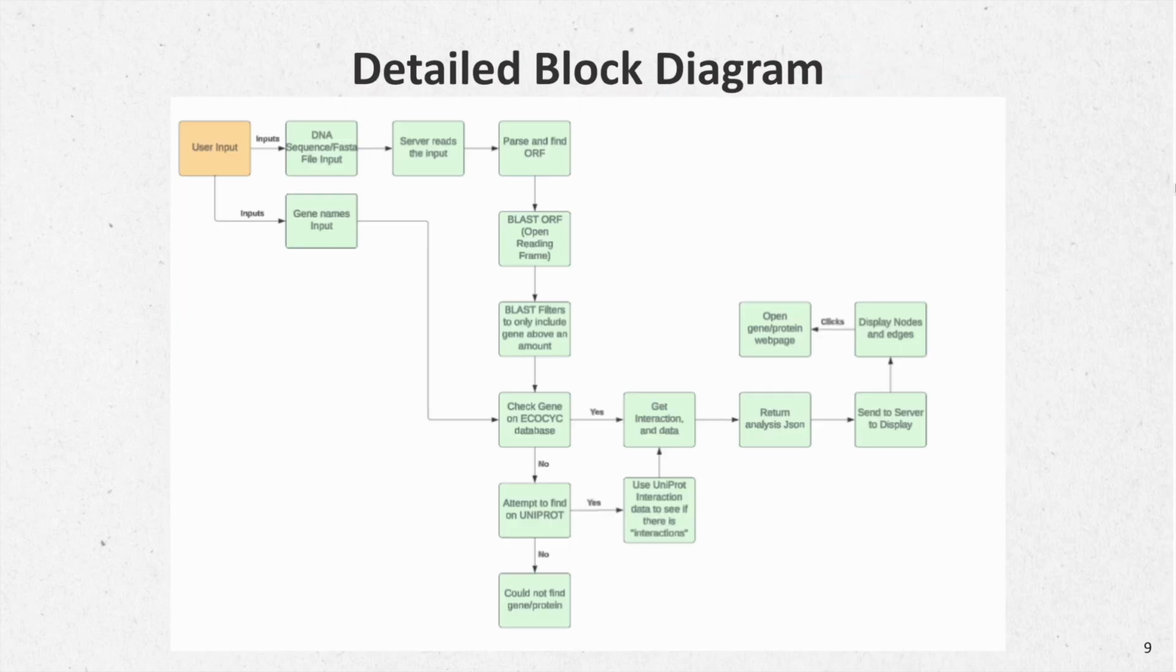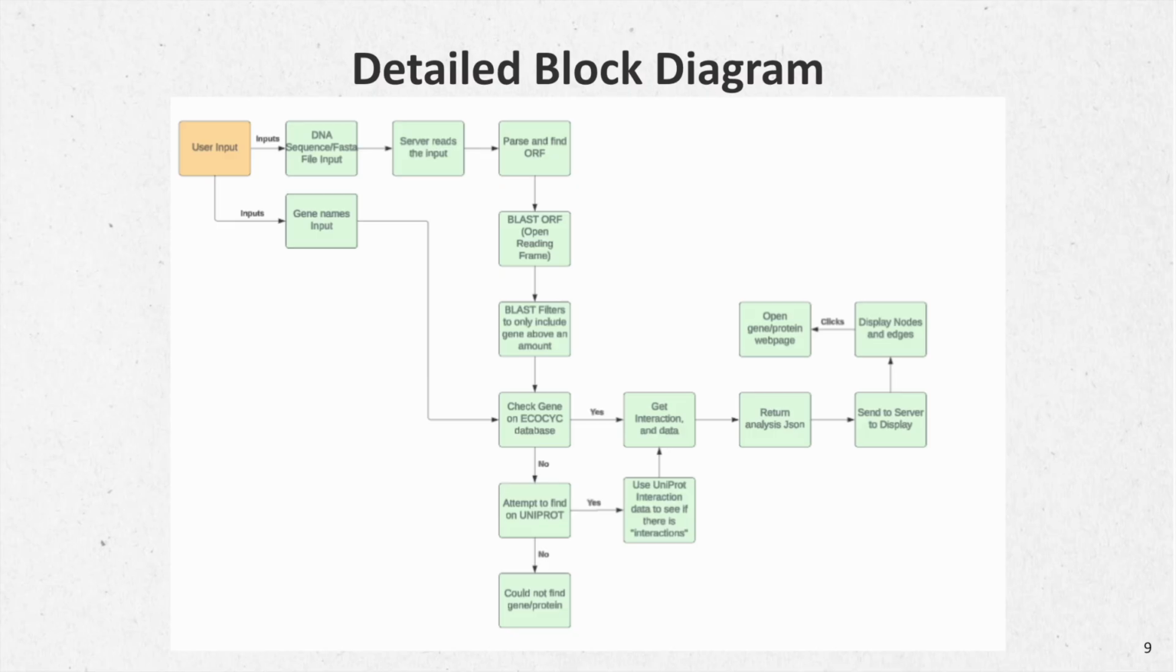Alright, so this is the end-to-end detailed block diagram from the user's input to when the graph is formed. There are two ways in which the users can interact with the software: either by inputting the gene name directly, or by inputting the DNA sequence or FASTA file. If the user puts in the DNA sequence or FASTA file, the servers will read that input, parse it and find all of the open reading frames, BLAST the open reading frames in order to find all of the proteins, and then match them to the gene.